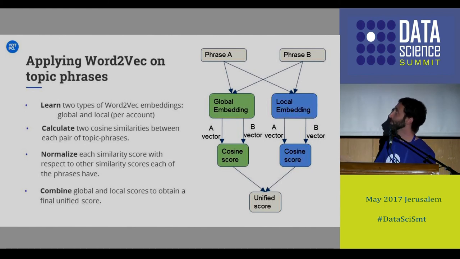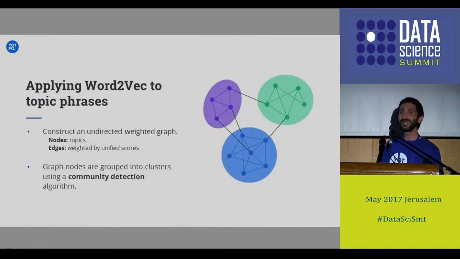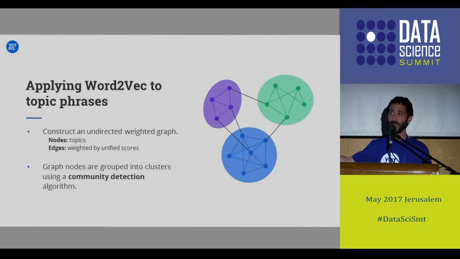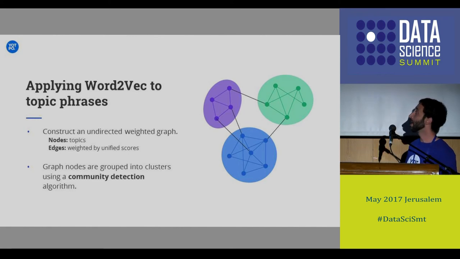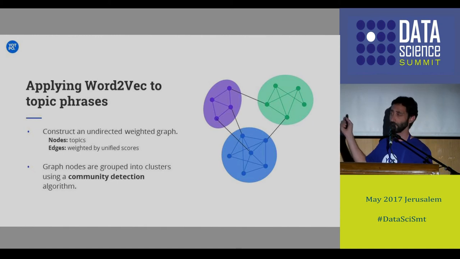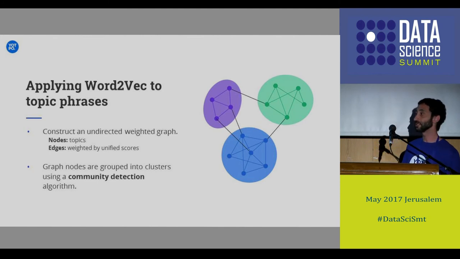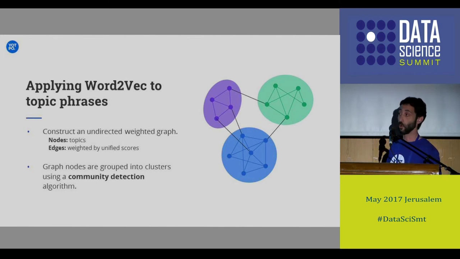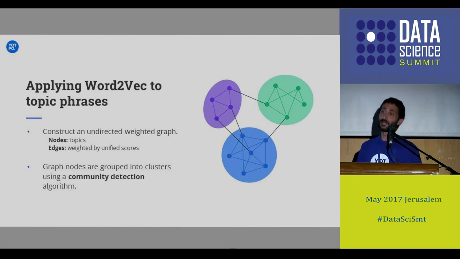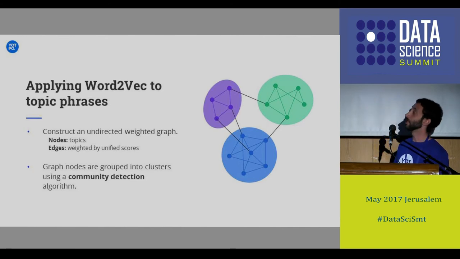Having these scores, we build a graph. Now we'd like to find subsets in the graph that are related key phrases. The nodes will be the phrases, and the edges will be weighted by the unified score we just calculated. Now, we don't want to impose any constraint on the size of each group or the number of groups. There are many techniques to do that. The best performing one for us was using community detection.